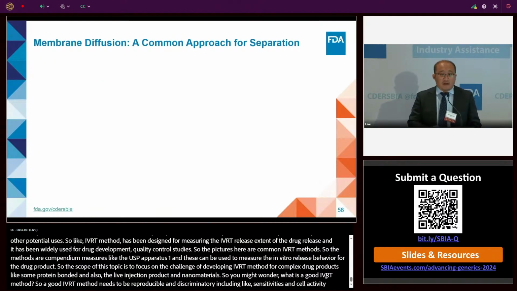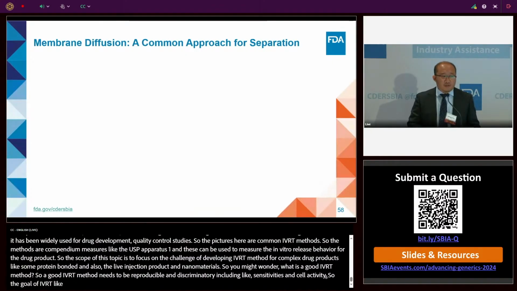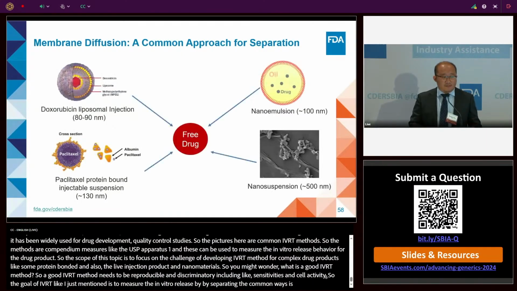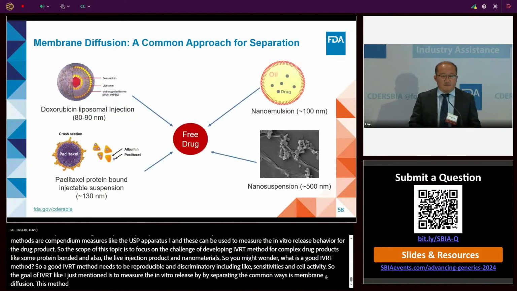The goal of IVRT, like I just mentioned, is to measure the in vitro rate and extent of drug release by separating the free drug from its carriers. And the common way to do this is membrane diffusion. This method can be applied to many types of drug products like Doxil, doxorubicin liposome injection, paclitaxel protein-bound injectable suspension, nano emulsions, and nano suspensions.